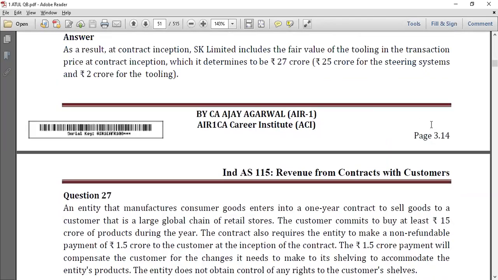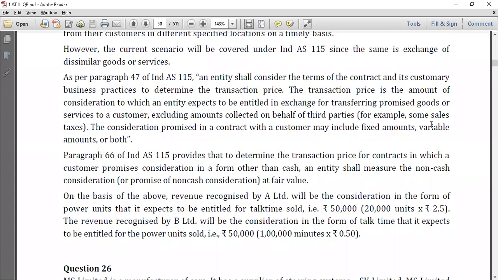The last point, on the basis of the above, is that revenue recognized by A Limited will be the consideration in the form of power units that it expects to be entitled to for the talk time sold. That is, how much will A Limited recognize? 50,000, that is 20,000 into 2.5 rupees.